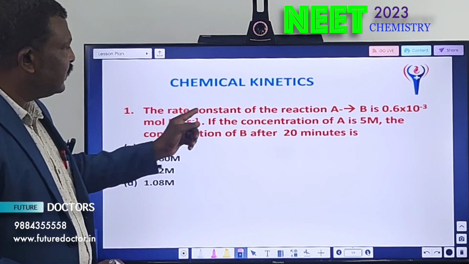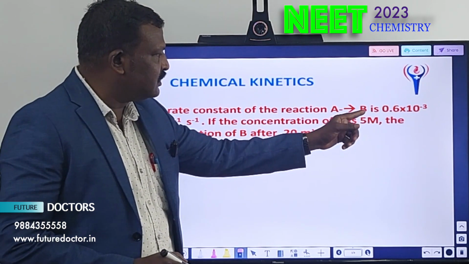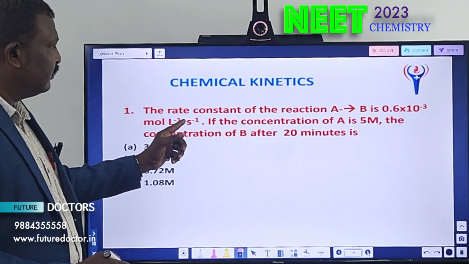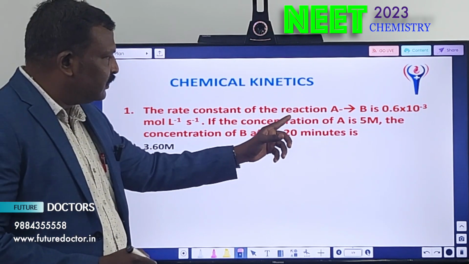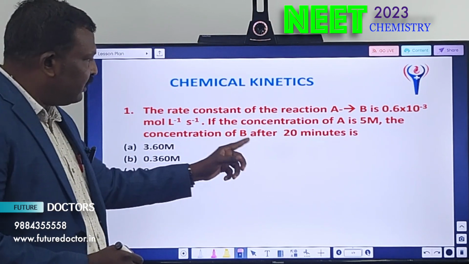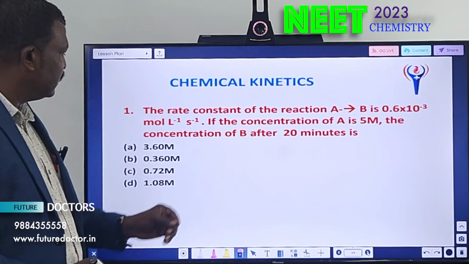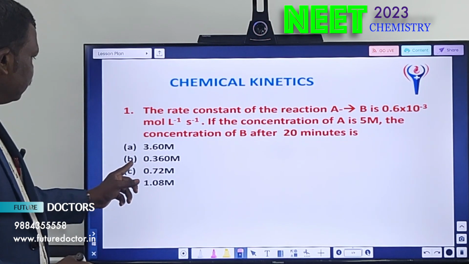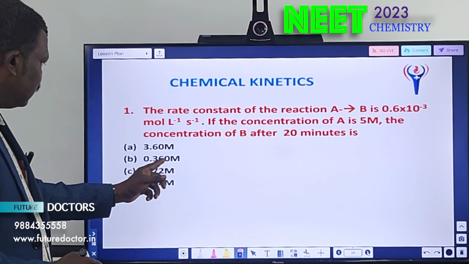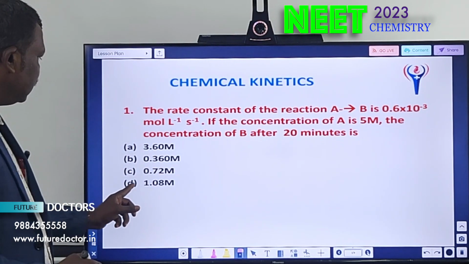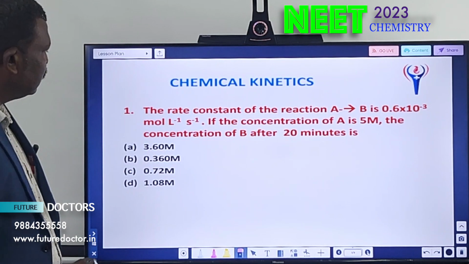The rate constant of the reaction A gives B is 0.6 into 10 power minus 3 mole per liter per second. If the concentration of A is 5 molarity, the concentration of B after 20 minutes is dash. That's the question. Option A, 3.60 molarity. Option B, 0.360 molarity. Option C, 0.72 molarity. Option D, 1.08 molarity.